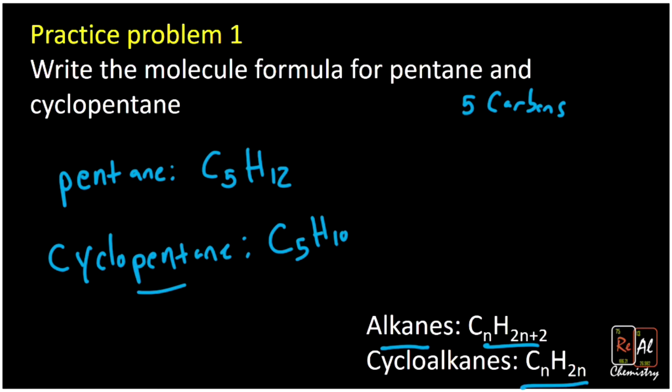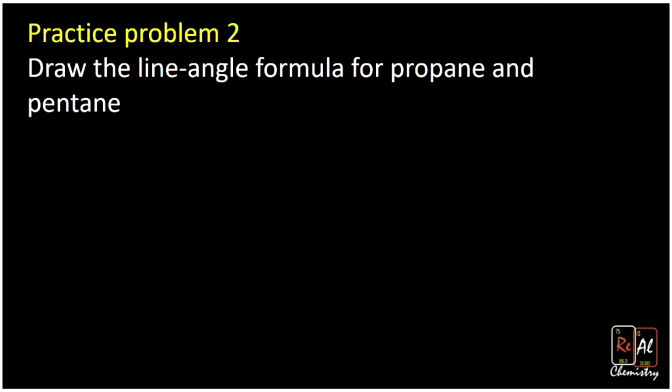Let's look at 2 more practice problems. Here, we're told to draw the line angle formula for propane and pentane. Again, the first thing to do is to take a look at a chart that tells you how many carbons each of these have, or to have memorized it, which hopefully we'll do eventually. Propane has 3 carbons, and as we just saw in the previous practice problem, pentane has 5 carbons.